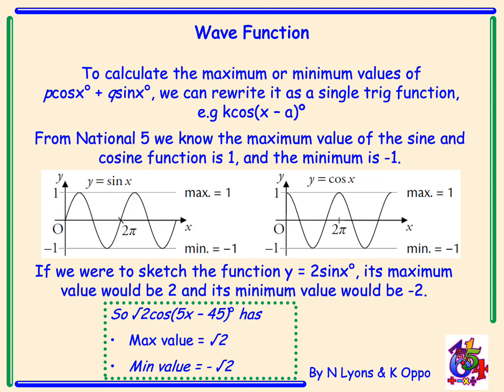So if we have something in wave function form that looks like this, where we have root 2 cos of 5x minus 45 degrees, this has a maximum value of root 2 and it has a minimum value of minus root 2.